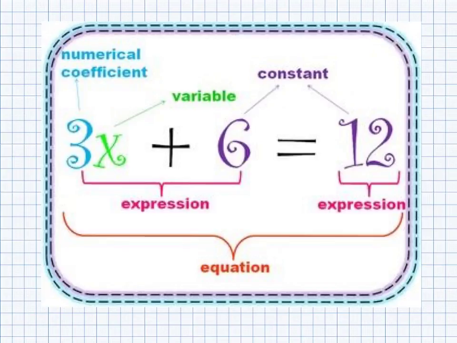Again, the same graphic. The numerical coefficient is here. The constant is 6. The expression is 12 here. This makes up an expression. This makes up an expression. This is also, the two purple ones are constants, and this whole thing makes up an equation.